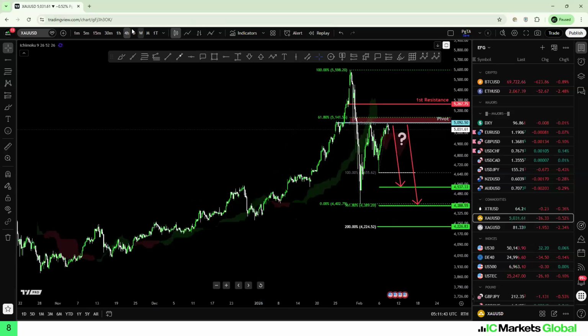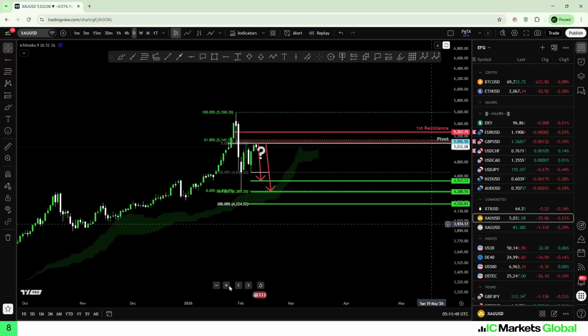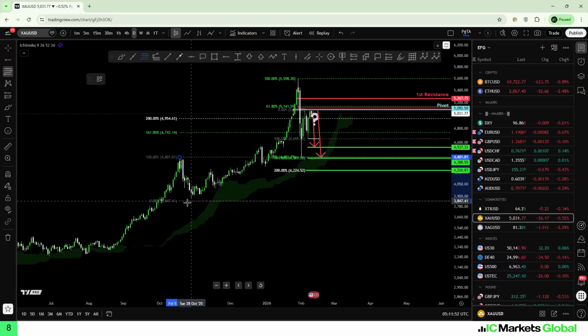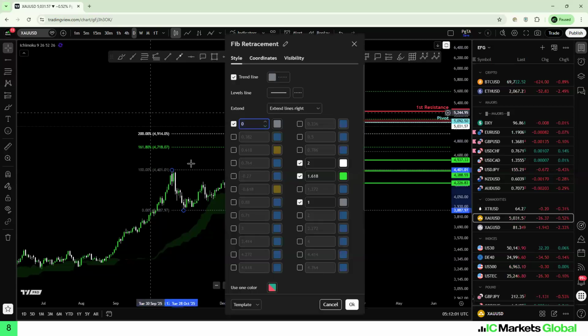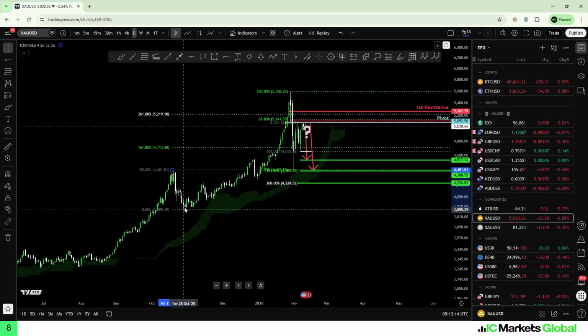Let's say I go to a higher time frame, and then I'm going to use the extension in this case. This is the recent high, this is the recent low. You see that this week in the trending market, price had really closed above 200%. In this case, I think it already closed above the 61.8. You see that it really closed above the extension.